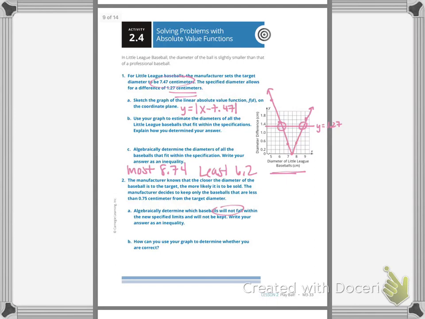Okay, so now we're trying to do 0.75 away. So if I subtract, it's going to be 6.72 and 8.22. Okay, why did I do this? Less than this and greater than this when last time they were flipped. I don't normally want greater than that number or less than this number, except for this time it says will not fall. Okay, so we actually want ones that don't work in this situation.